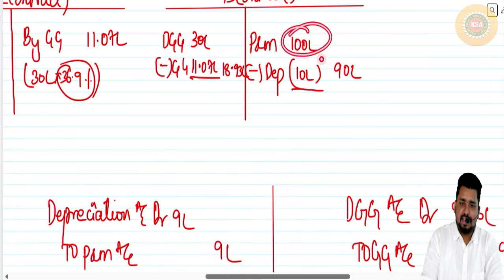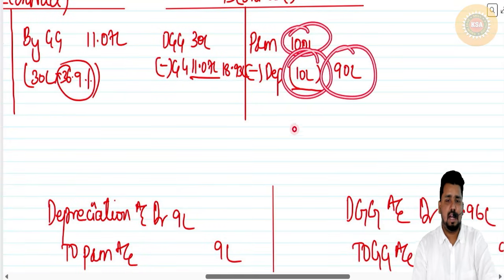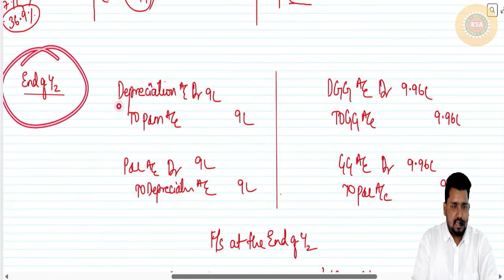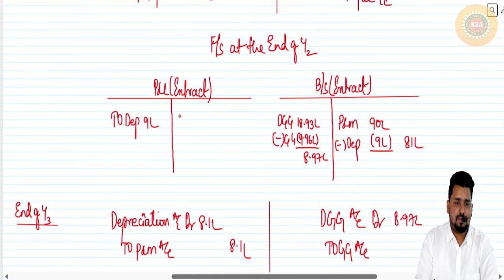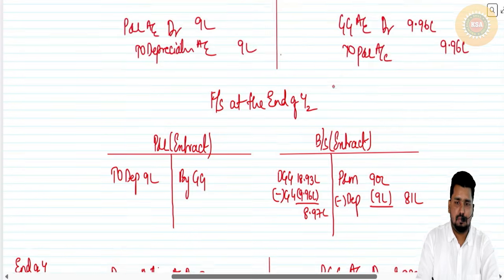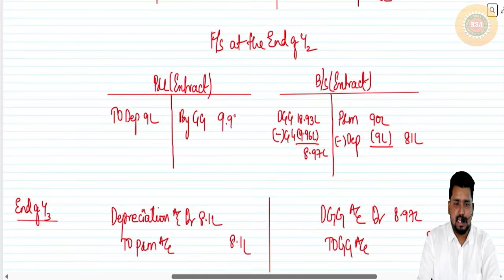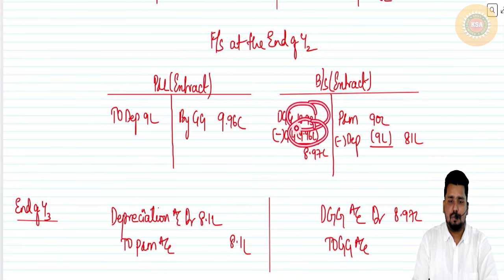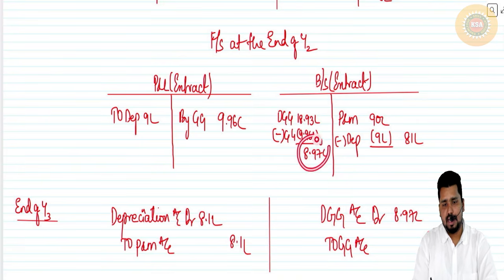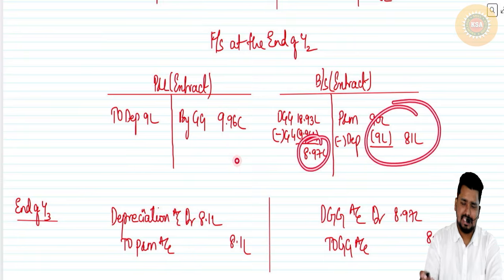Plant and machinery initially we are having 100. Subtract 10. You are getting what? Same like at the end of year number 2, that amount we are taking. Correct? So balance. Here how much I have to show? Tell me. By government grant. How much? 9.96 lakhs. Come on, how much? So from 18.93, how much we have taken to second year? 9.96.